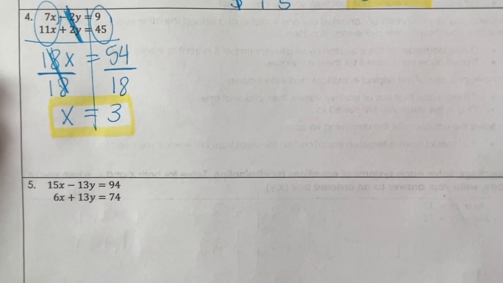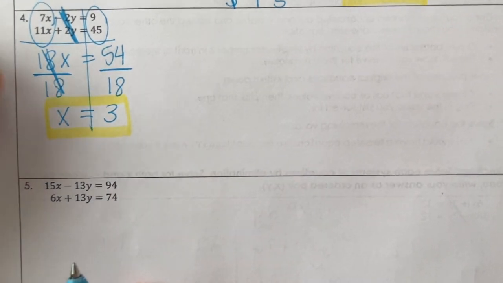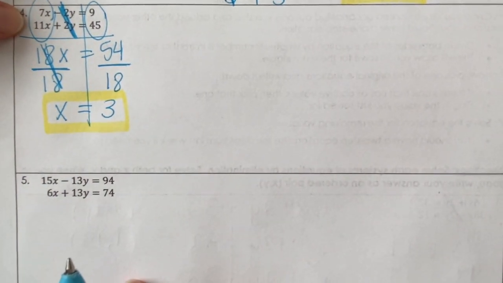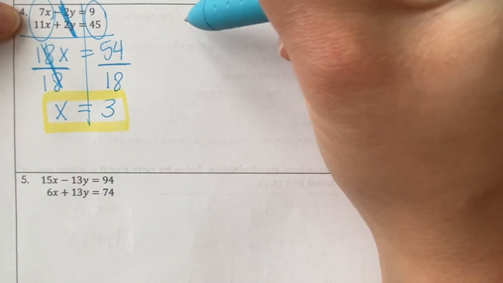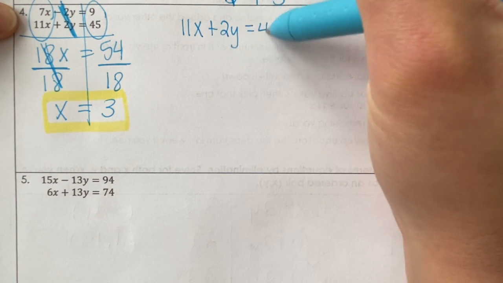All right, so second step. We have to solve for y. To do that, we need an equation. So I am this time going to use the second equation because there are no negatives. So I'm going to start with 11x plus 2y equals 45.